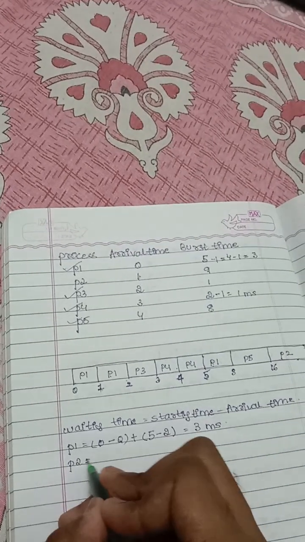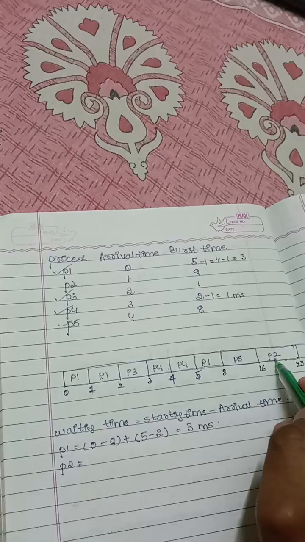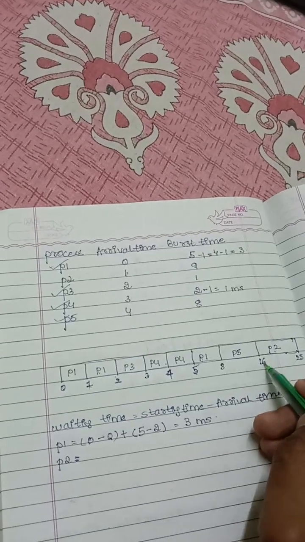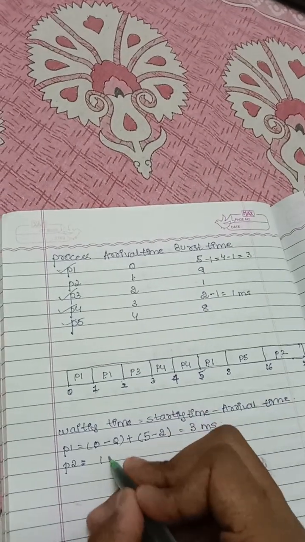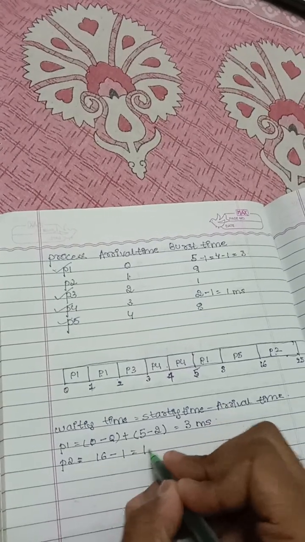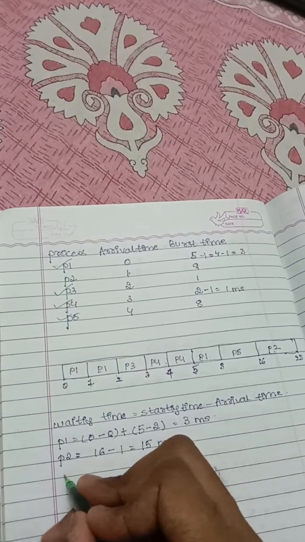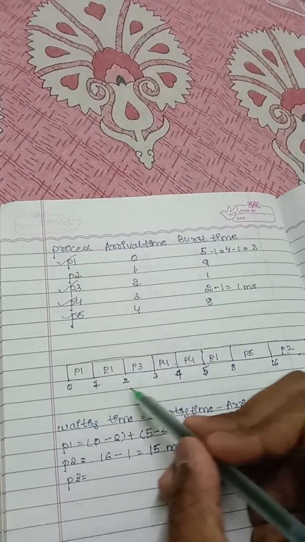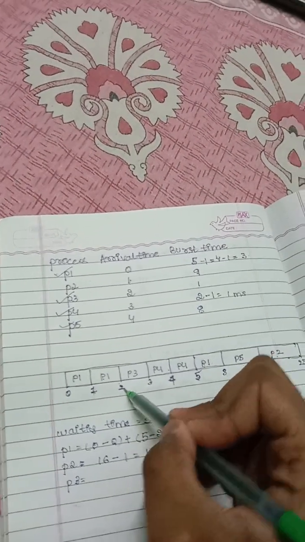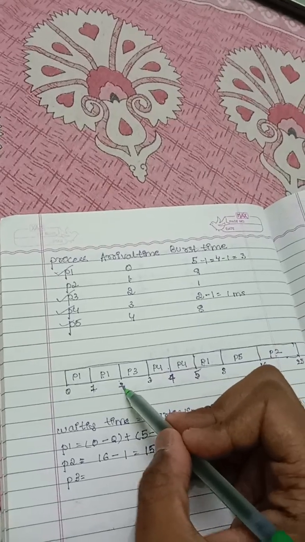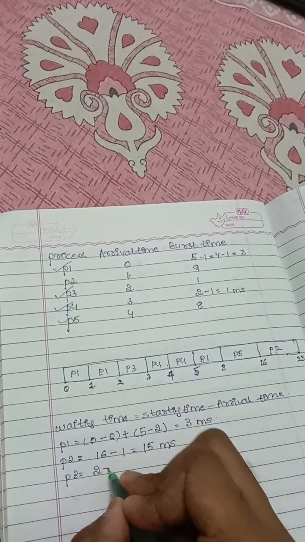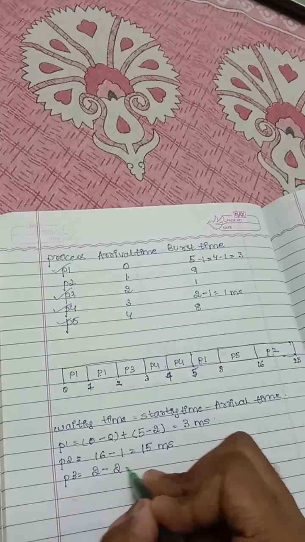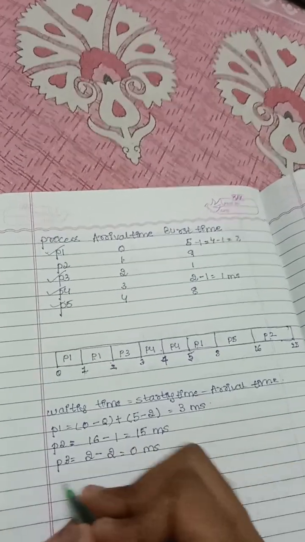Similarly, the process P2 does not perform any context switching. Directly we can subtract starting time minus arrival time. 16 minus 1 becomes 15 millisecond. Similarly, the process P3 also didn't get any context switching. Directly we can subtract. Starting time is 2 millisecond, arrival time is also 2 millisecond. Now it will be 0 millisecond.